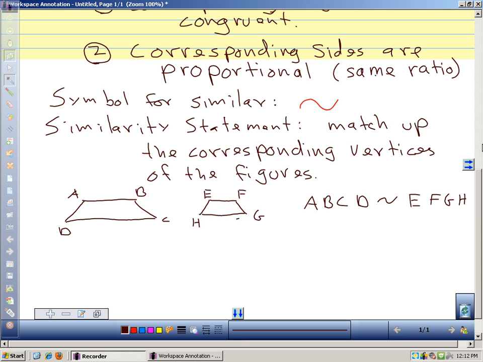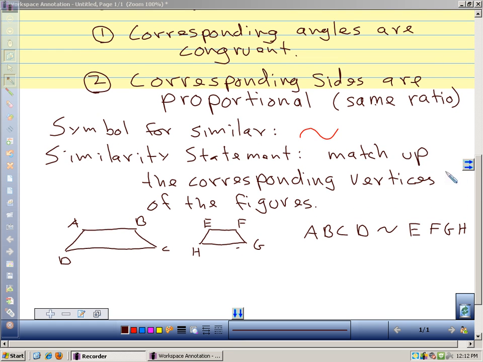And if we're talking about the corresponding parts here, this angle A would correspond to angle E, angle B would correspond to angle F, angle C would correspond to angle G, angle D would correspond to angle H, and we can match up the sides the same way. The sides that match up are in the same order on either side of the similar symbol. Questions on this so far?